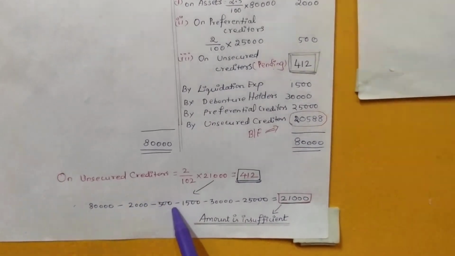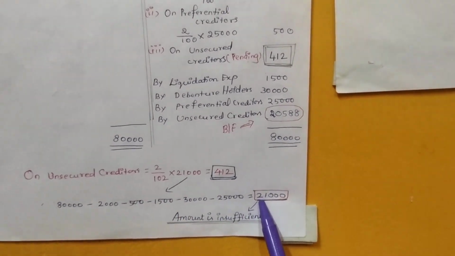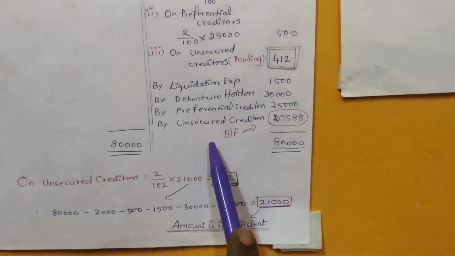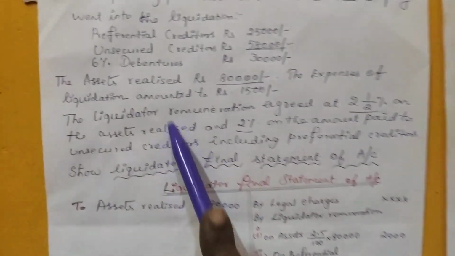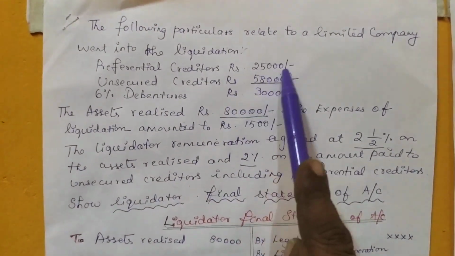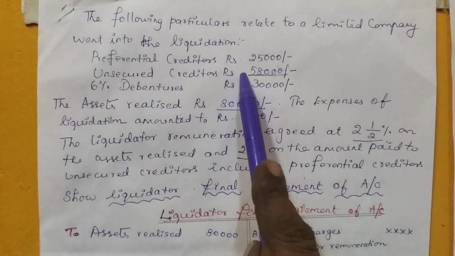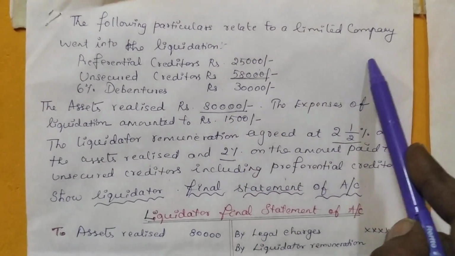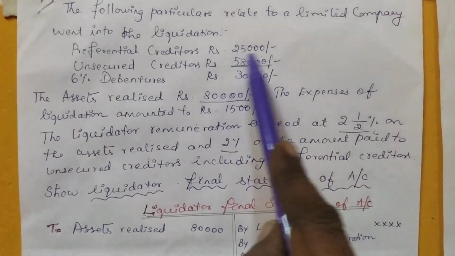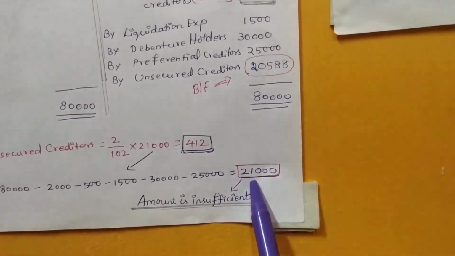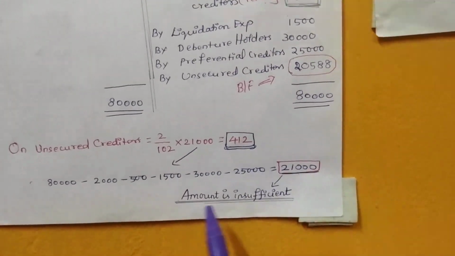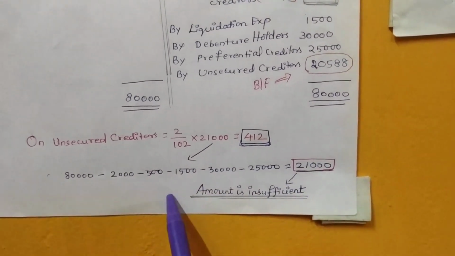21,000 only you have in your hand. Out of this 80,000, you are making all these expenses, remuneration and all. What is the balance? 21,000. Kindly note, this is the amount you have in your hand. But unsecured creditors, how much do you have to pay? 58,000. Kindly note, 58,000. 25,000 paid, 30,000 and all paid. Only this unsecured creditor, how much? 58,000. But you have only how much after meeting all these expenses and remuneration? 21,000. Therefore, the amount is insufficient.